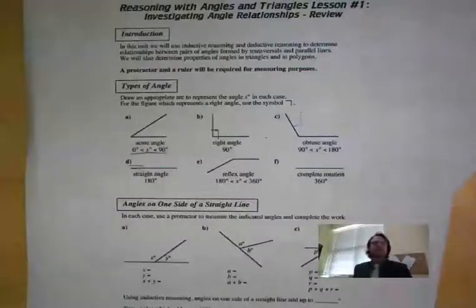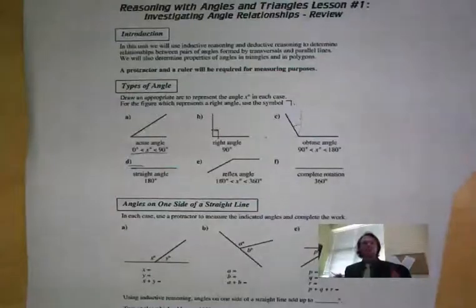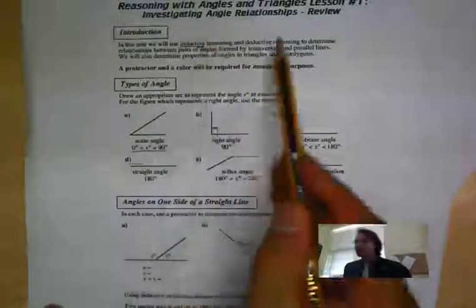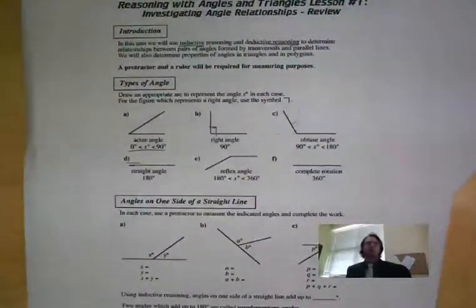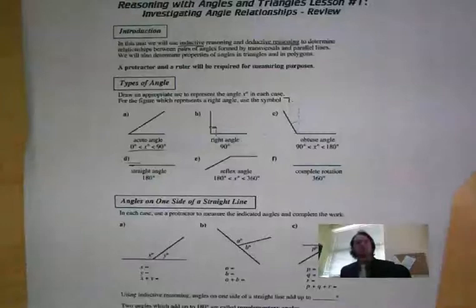Welcome back, Math 20. Today we are doing lesson 1 of the next unit, or the next chapter in the book, which is reasoning with angles and triangles, investigating angle relationships. The reason why I combined these two units together is because we are going to use inductive reasoning and deductive reasoning to determine relationships of angles formed by transversals and parallel lines. Now, that is exactly what we did in the chapter before. We did inductive reasoning and deductive reasoning to come up with rules and ideas and patterns.